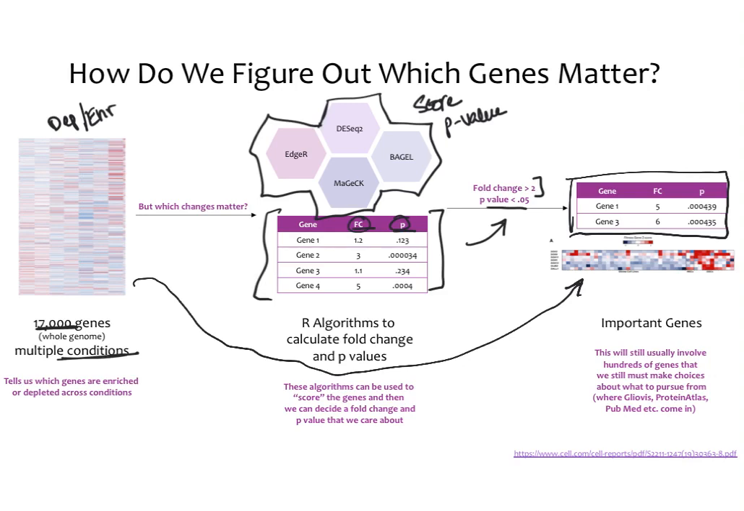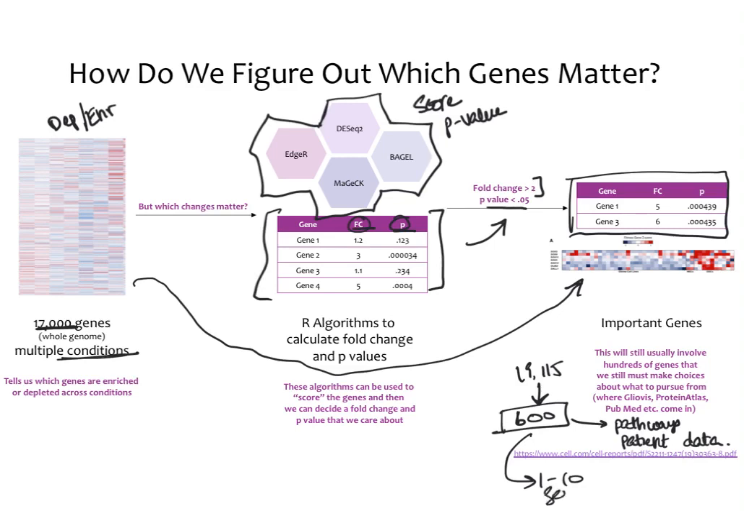In real life, when we do these screens, we take 17,000 genes or 19,000 genes, and usually doing this p-value and fold change filter will still give us a few hundred genes, let's say 600 genes. This is where it becomes important to look at pathways, look at other patient data or other data sets to think about what you might be interested in actually pursuing and to further narrow it down to that 1 to 10 genes that you actually want to study.